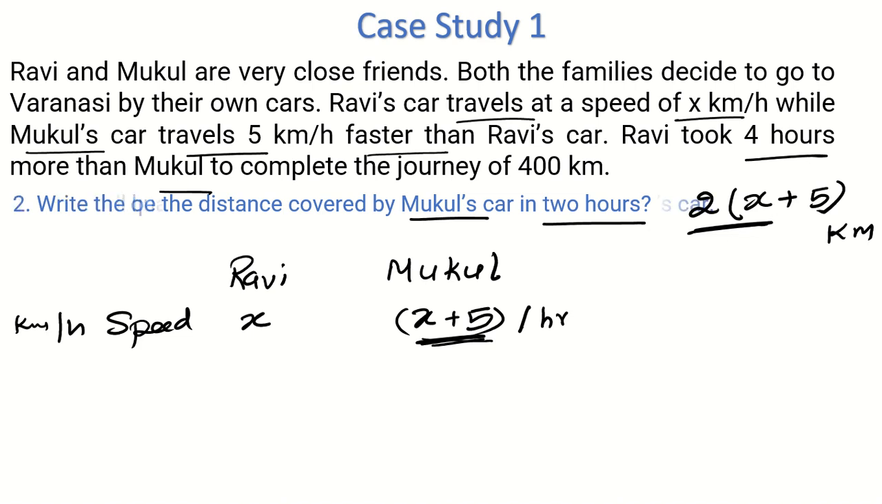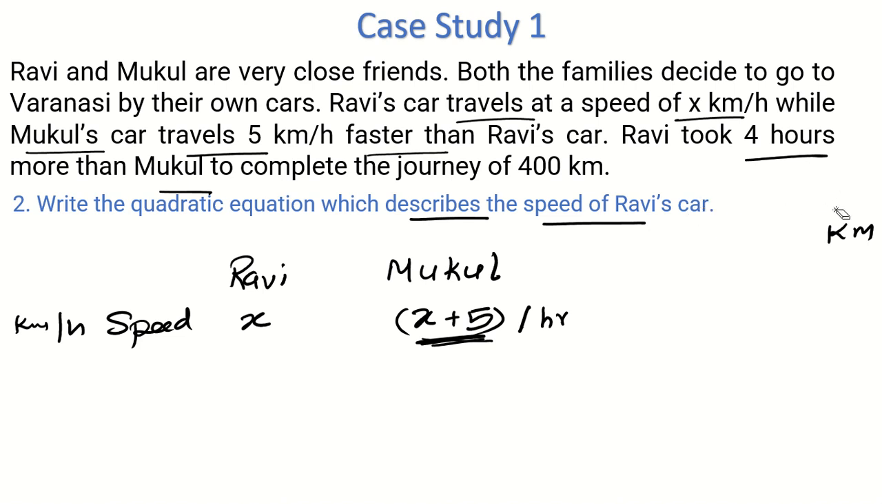Now, the next part of the question is, write the quadratic equation which describes the speed of Ravi's car. See what they are asking here: a quadratic equation for Ravi's speed. Ravi's speed is x, so we need to find a quadratic equation in x. Let's talk about all the details now. What distance have they given here? The distance is 400 kilometers for both, because they are traveling the same distance.